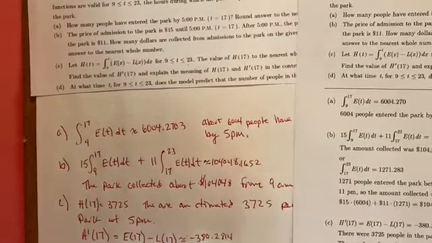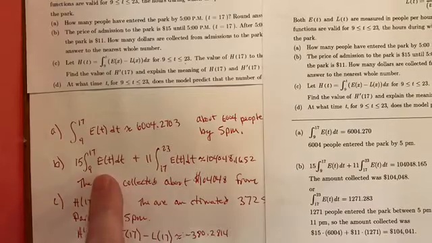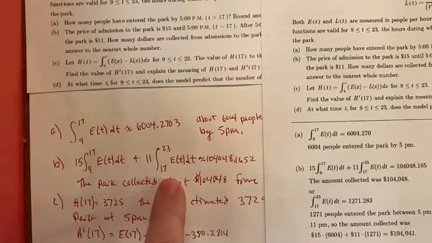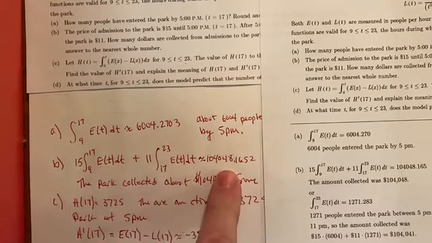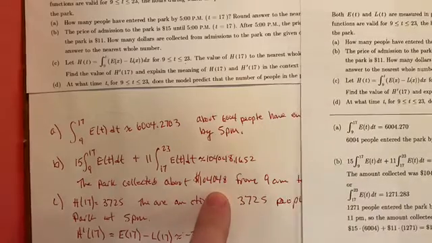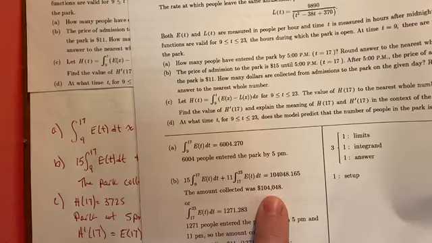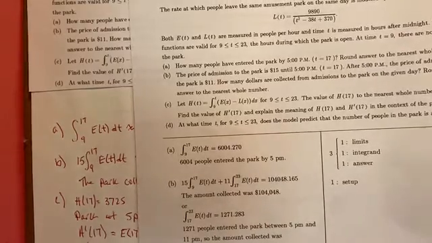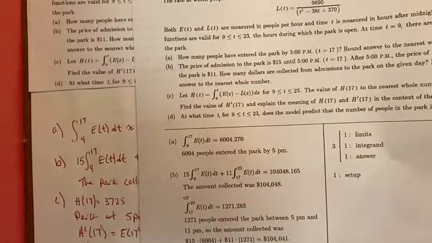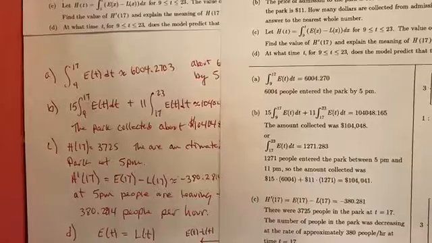And then find out how much money they took in. Looks like it's perfect, right? 15 times from 9 to 17, 11 from 17 to 23, and it's $104,048. The amount collected was, and they didn't say the time interval. I think the units is there, but not the time interval. So I would expect to see the time interval when you sum it up.